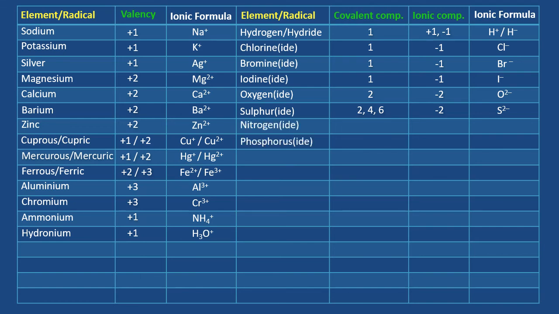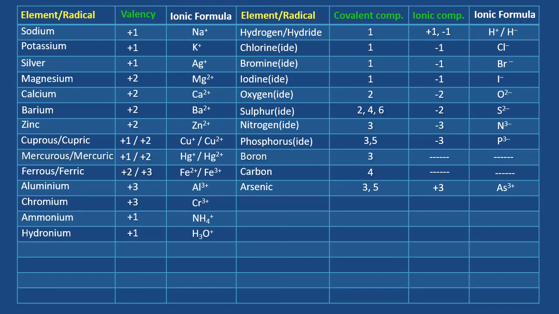Next is nitrogen and phosphorus. In covalent compounds, nitrogen forms 3 covalent bonds, whereas phosphorus can form 3 or 5 covalent bonds. In ionic compounds, both have valency of -3, and these ions are called nitride and phosphide ions respectively. Now, boron and carbon both form covalent compounds only, with 3 and 4 as their valencies.